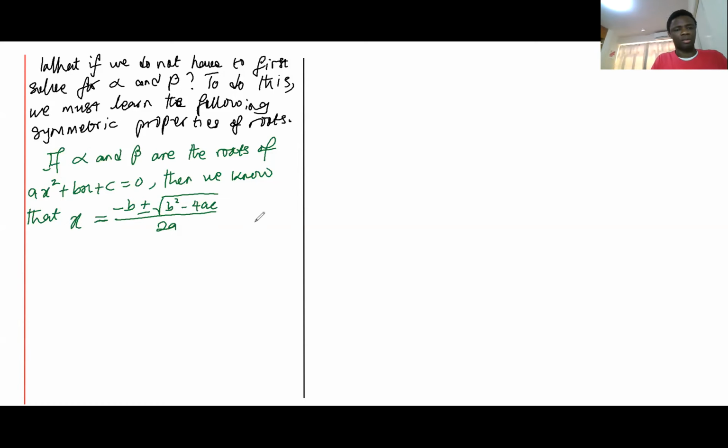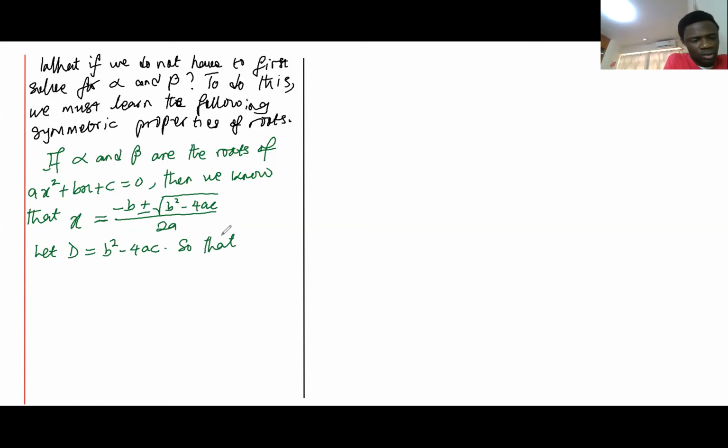Now, thank you. To make it easier, we're going to let our discriminant be replaced with this, d. So I can write x as minus b plus or minus root d over 2a, just to make our calculation easier. These are not numbers, we're only writing in general form.